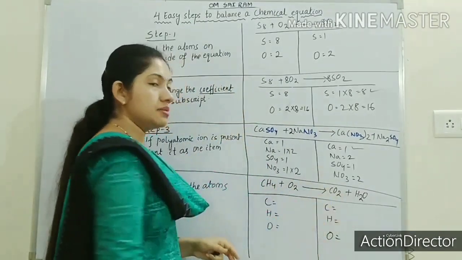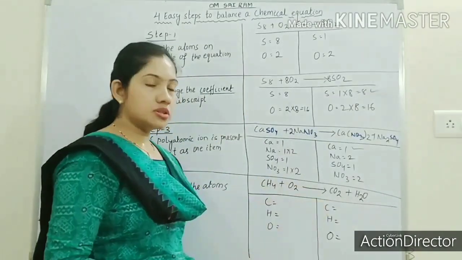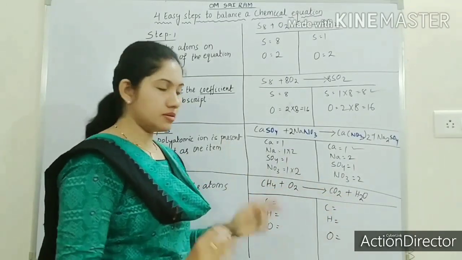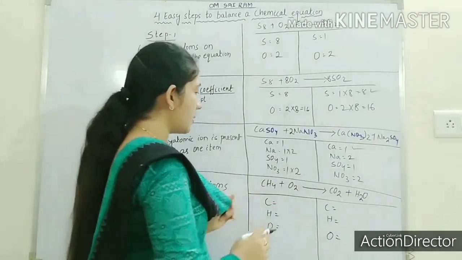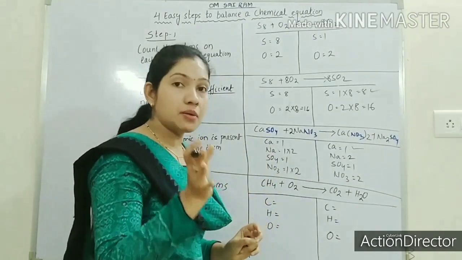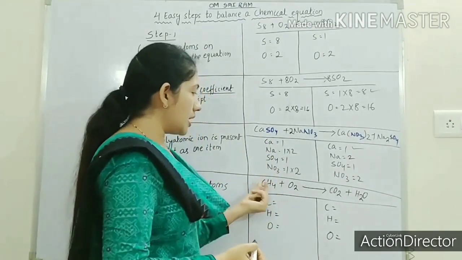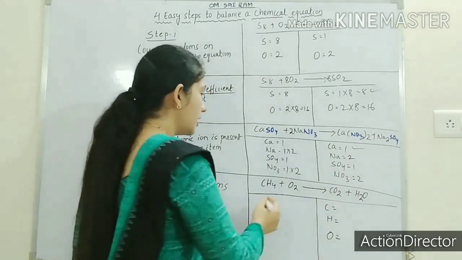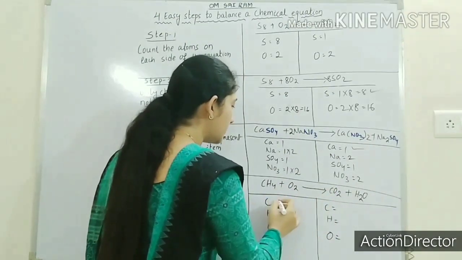Okay. These are the elements involved in both the sides: calcium, hydrogen and oxygen. Now let us write the number of, I am saying calcium, carbon. C, carbon. Carbon, hydrogen and oxygen. Now let us count the number.